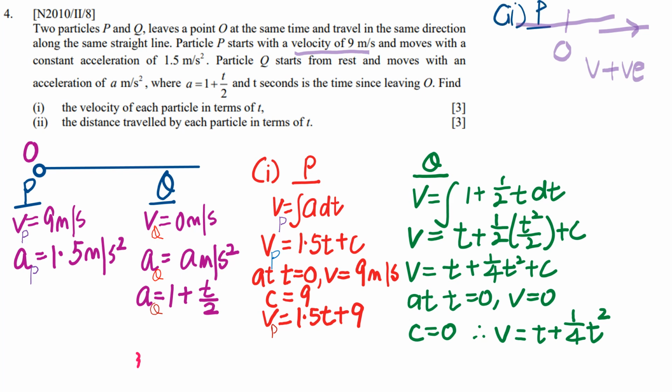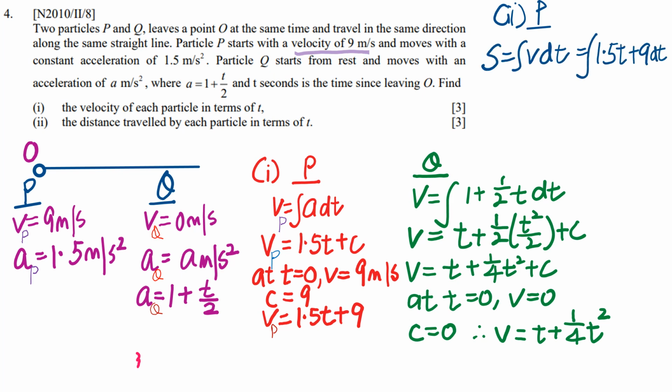All right, so now let's look at part 2. For part 2, we need to find the distance traveled by each particle. The concept involved here is we need to find the expression for the displacement. We understand that the rate of change of the displacement with respect to time is velocity. So in order to get the expression for the displacement, I will need to integrate velocity. So I need to integrate 1.5t plus 9 for particle P. That will give me 1.5t squared over 2 plus 9t plus constant C.